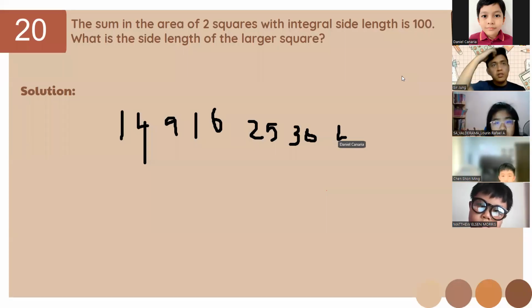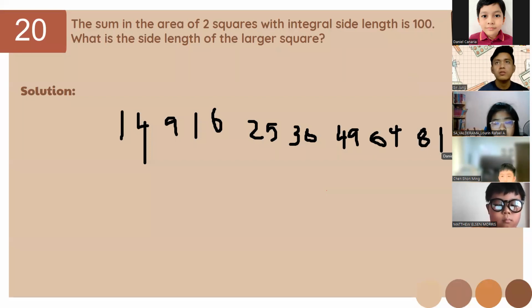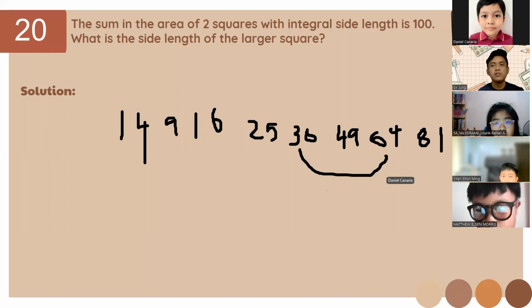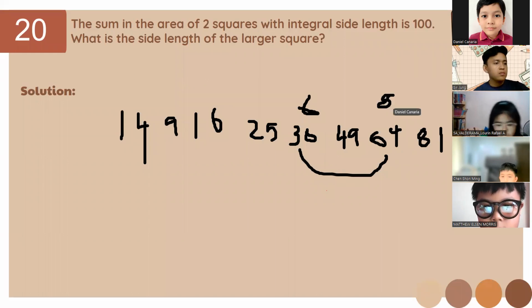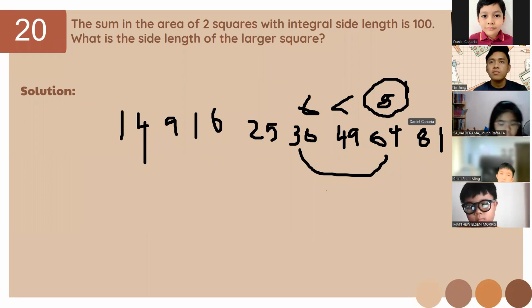Yes, that's correct. 49, 64, and then lastly 81. So there are only two numbers that I can see whose sum is 100, and those two numbers are 36 and 64, the squares of 6 and 8. And since 6 is less than 8, and 8 squared is 64, which is there, 8 is the answer.